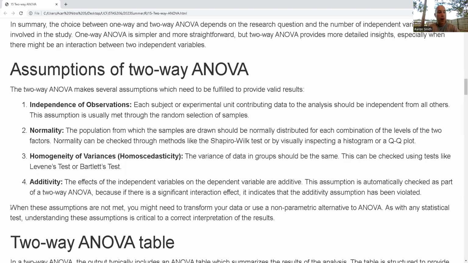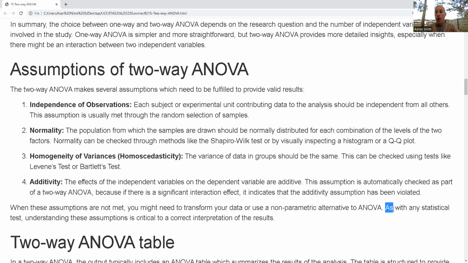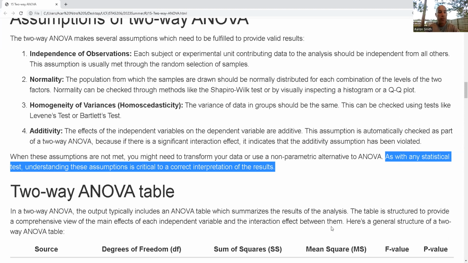When these assumptions are not met, you might need to transform your data or use a non-parametric alternative to ANOVA. As with any statistical test, understanding these assumptions is critical to get a correct interpretation of the results.